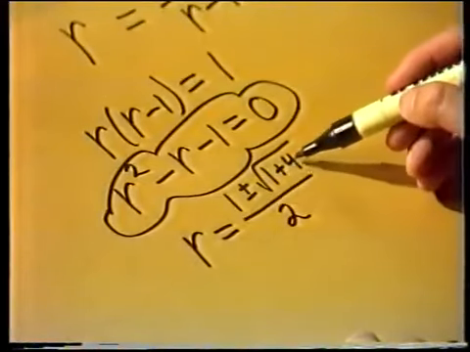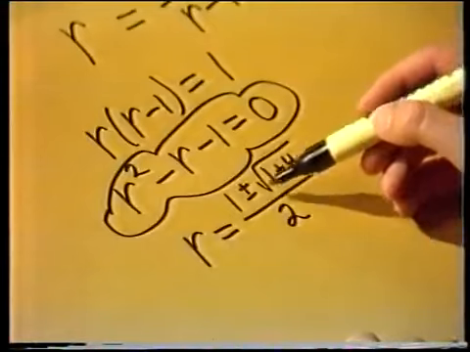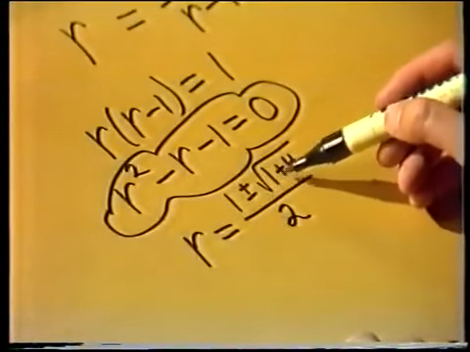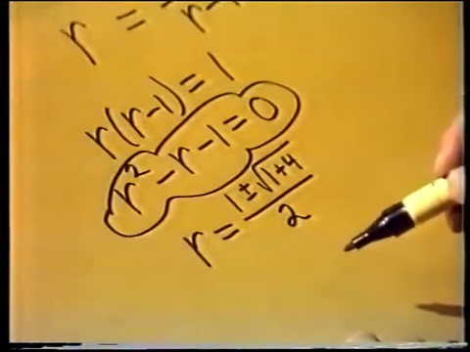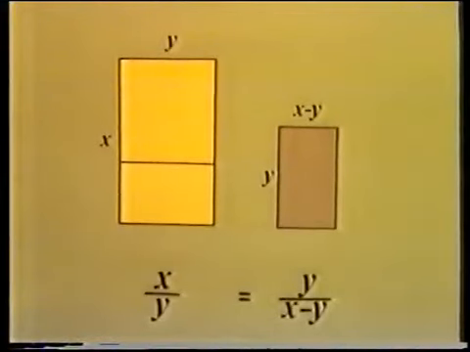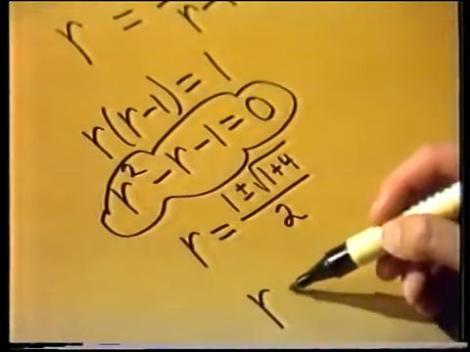Well, the plus is okay. This is a positive quantity bigger than 1. Plus 1, it's positive. But when I subtract this from 1, I'm going to get a negative. And that really isn't acceptable. We're interested in ratios of lengths, which are positive. So I have only one solution out of this equation.